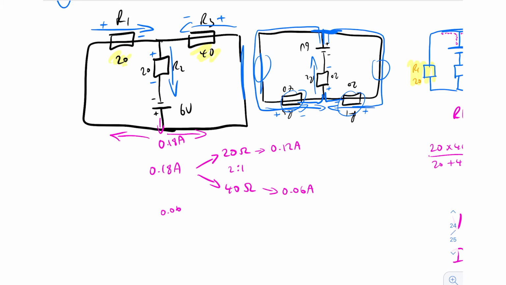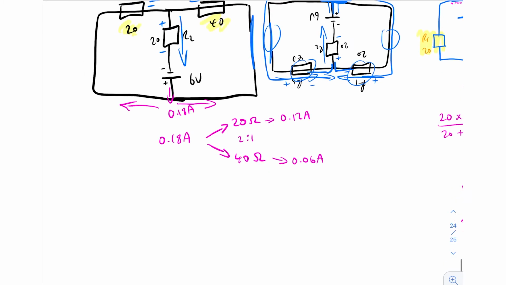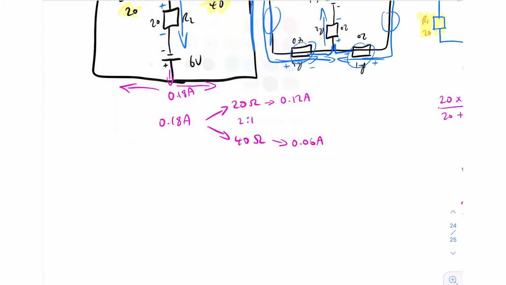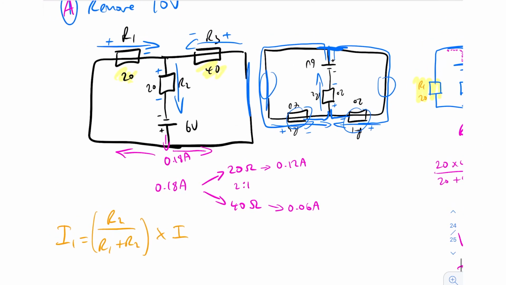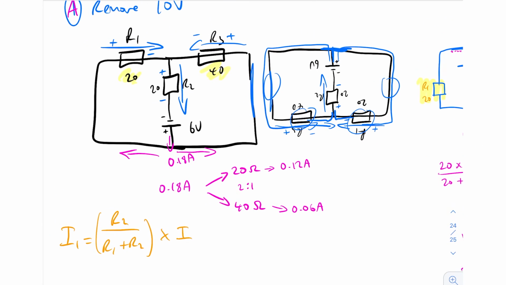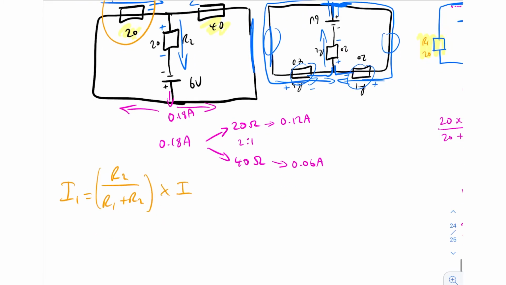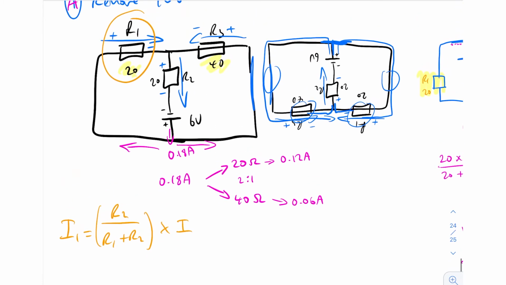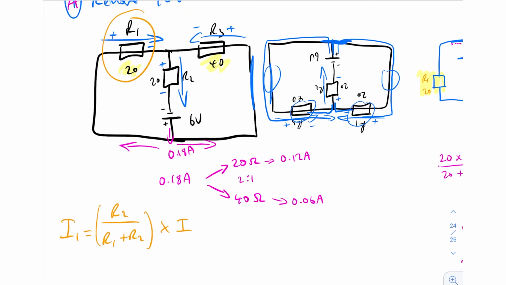If you want to do it the legit way, then you would use a current divider. If you can't remember what the current divider is, let's go through it quickly. You've got I1 is equal to R2 divided by R1 plus R2, and then all of that times I. What we're saying there is that the current through R1 is going to be equal to R2, which in this instance is this one here, right?